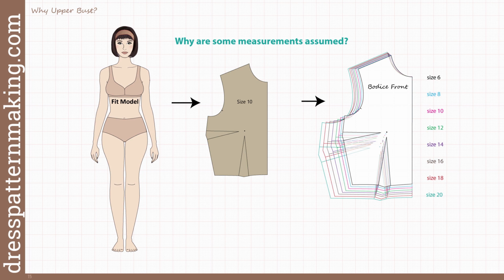Now, a fit model usually isn't the smallest size in the range. The sizes I'm showing you are Australian sizes. The smallest size in Australia is around a 6, but the fit model is usually a size 10 or a 12. This is because when they make the patterns bigger and smaller, it doesn't work as well if you start with the smallest size. So the pattern is made to fit the fit model, and then it is graded up and down. As the sizes get bigger and smaller, the proportions remain the same. The shoulder slope will not change. The bust cup will not change.